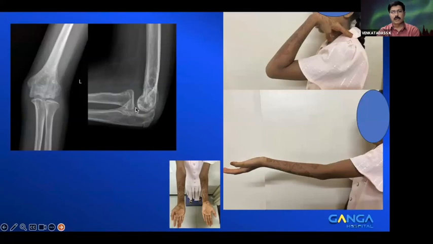This is the last follow-up, about 1.5 years after the injury. She has a decent range. Function-wise, it is okay, but the X-ray is not looking very great. But for the injury, I think this is a reasonable outcome.